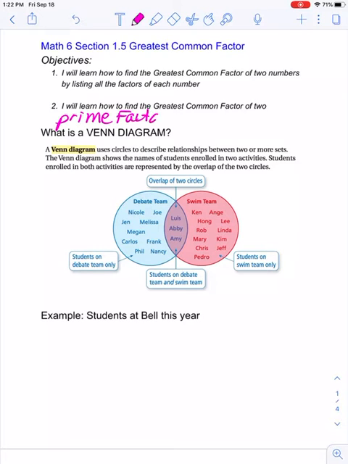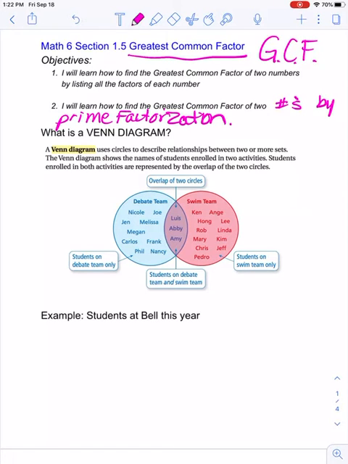So by using prime factorization. And we already learned about prime factorization before, of two numbers by prime factorization. G, greatest common factor, is often just labeled as GCF. So if you see GCF, that means greatest common factor.